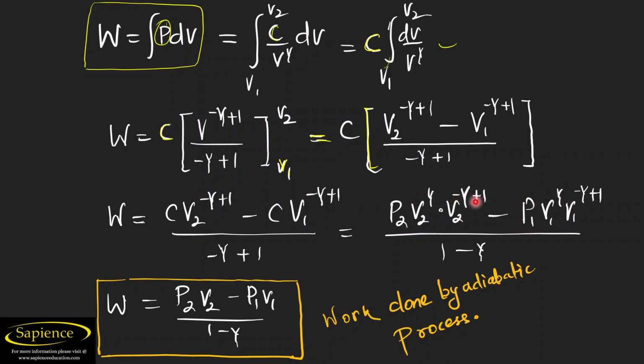So if we add these, finally we will get P2 V2 minus P1 V1 divided by 1 minus gamma. So this is the work done by the adiabatic process. Work done by the adiabatic process is equal to P2 V2 minus P1 V1 divided by 1 minus gamma, where gamma is the adiabatic index. In this way you will be able to derive each and everything.